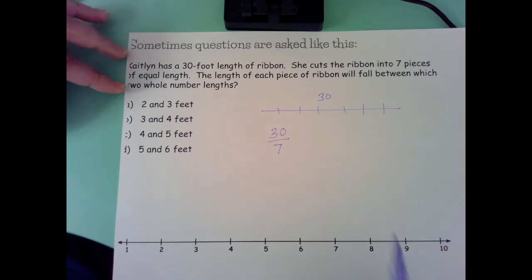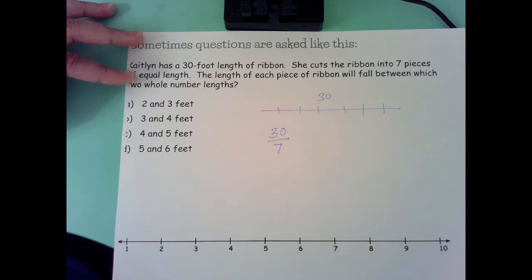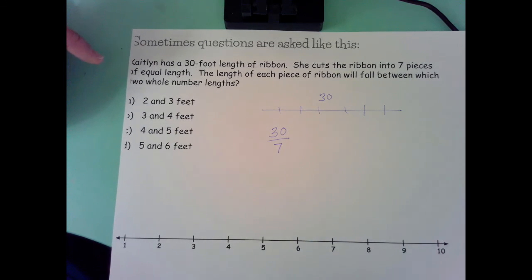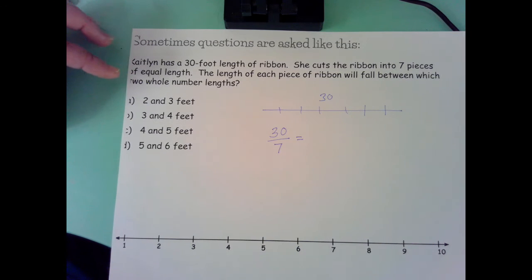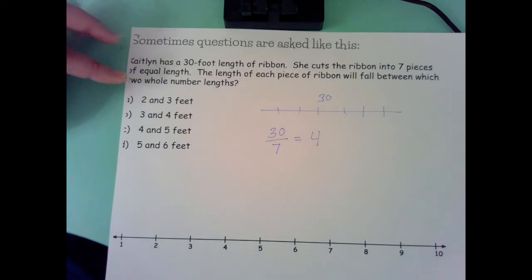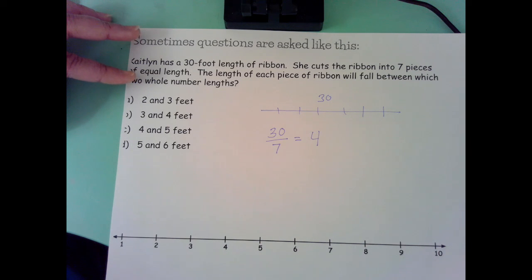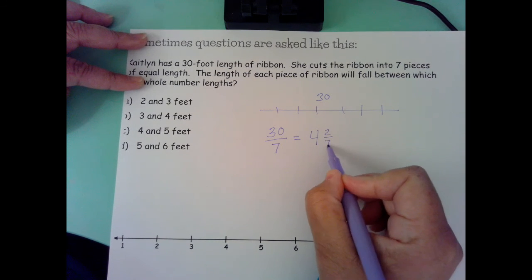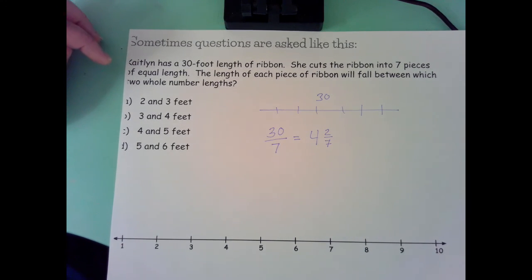So each piece is going to be 30/7 of a foot. Okay? What is that as a mixed number? Because 30/7 doesn't really help us when we're trying to figure out between what 2 whole numbers. So let's turn this into a mixed number. 7 goes into 30 how many times? Well, 7 times 4 is 28, and that's really close to 30 without going over. So we're going to use 4 as our whole number. There's 2 remaining between 28 and 30, so that's going to be our numerator, and our denominator stays the same. So it's 4 and 2/7.